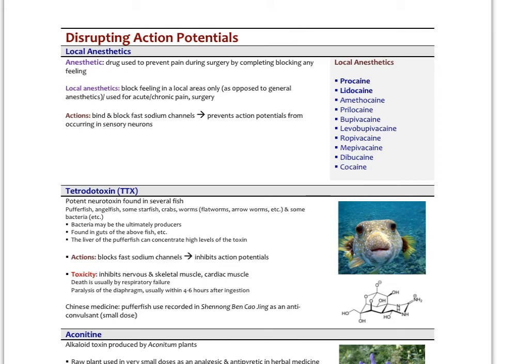So examples of local anesthetic would be procaine and lidocaine. These are injected in an area, and it basically turns off the sensory nerve activity in that area. So it prevents the action potentials from occurring.